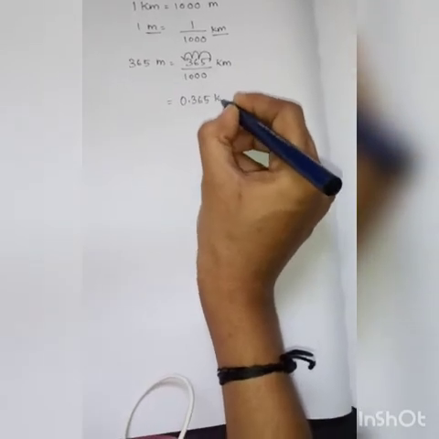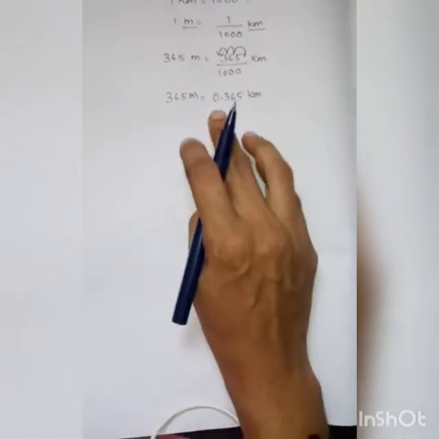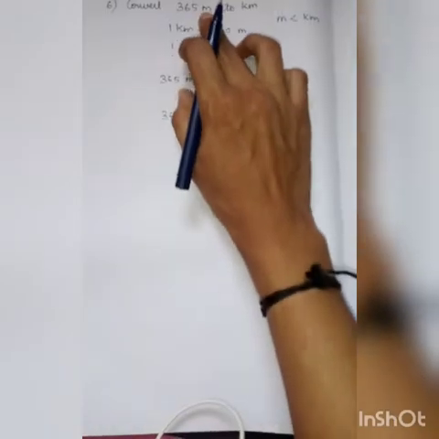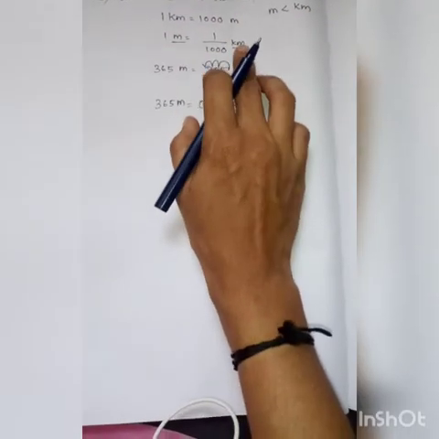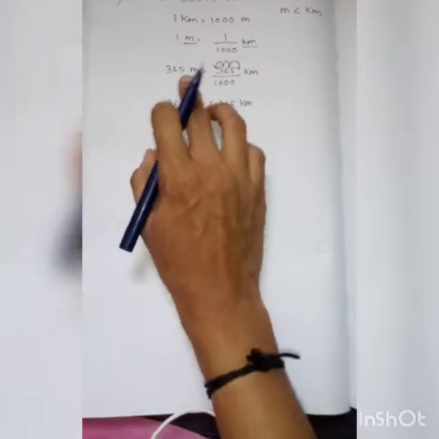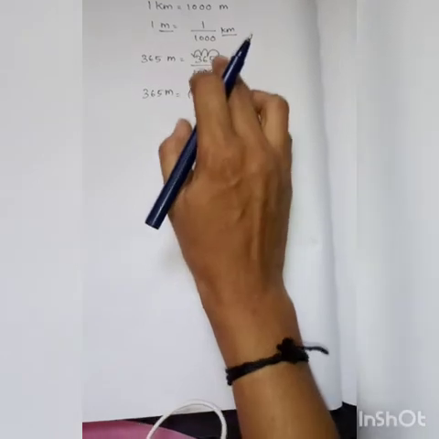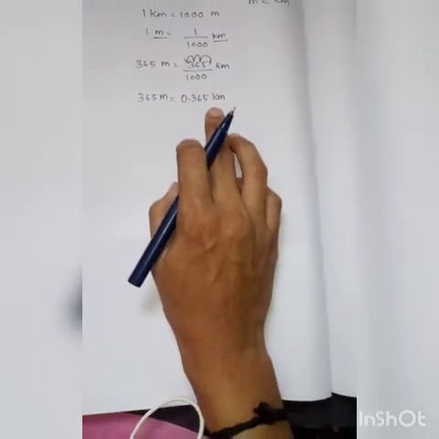The answer is 0.365 kilometer. Understood? So 365 meter will convert to 0.365 kilometer. If you want to convert from meter to kilometer, you will divide by 1000. So 365 meter means 365 by 1000. 3 zeros are there, 1, 2, 3. 0.365 kilometer. Understood?